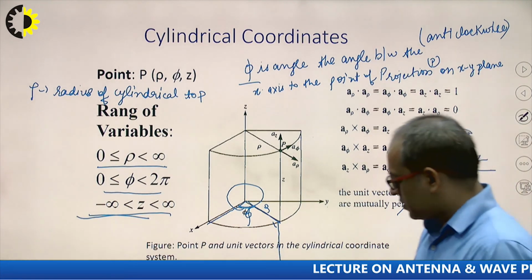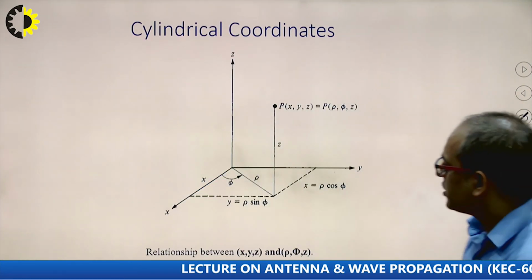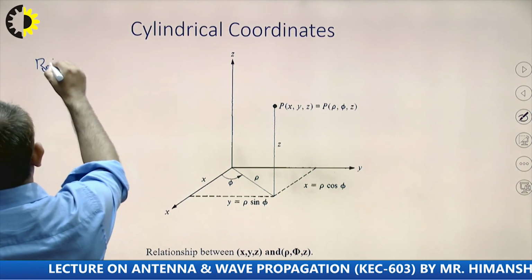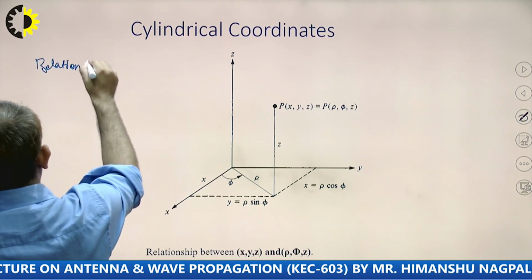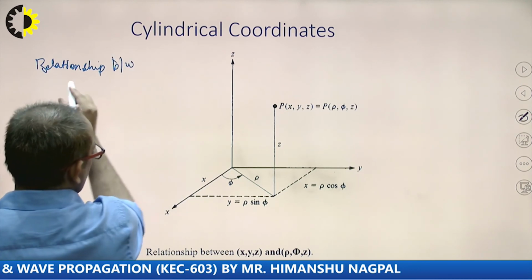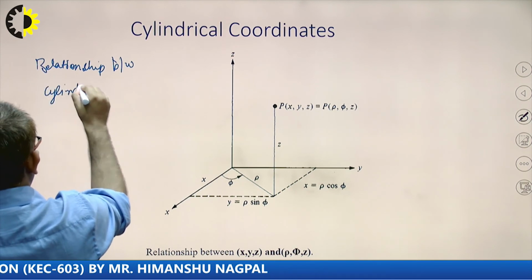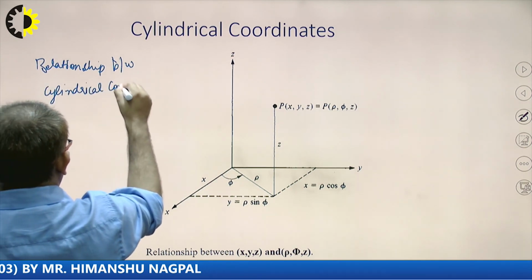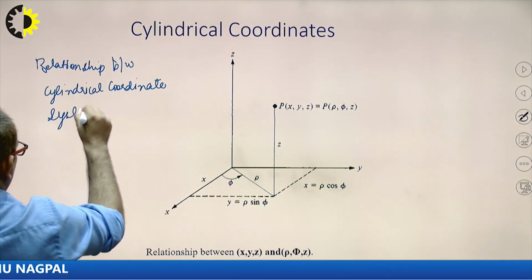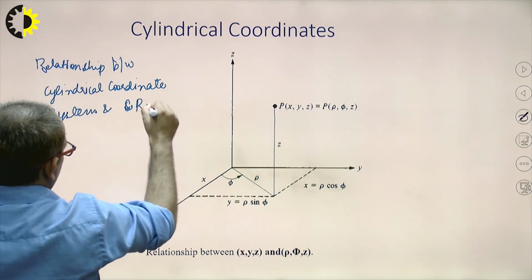So next we will continue with this. Next, see the relationship between the cylindrical coordinate system and the rectangular coordinate system.